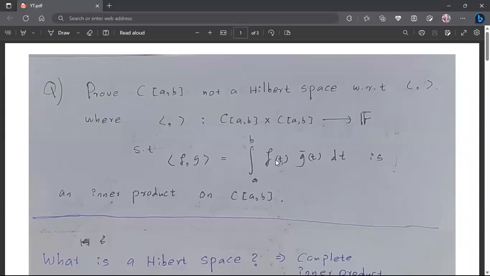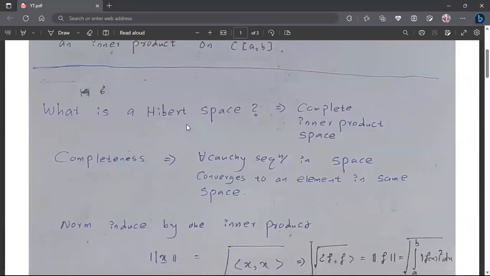we take the first function, then multiply the complex conjugate of the second function, then we integrate from A to B, or rather the interval. So they gave us this as an inner product. So we are asked to prove that this does not form a Hilbert space with respect to this inner product. First of all, what is a Hilbert space?